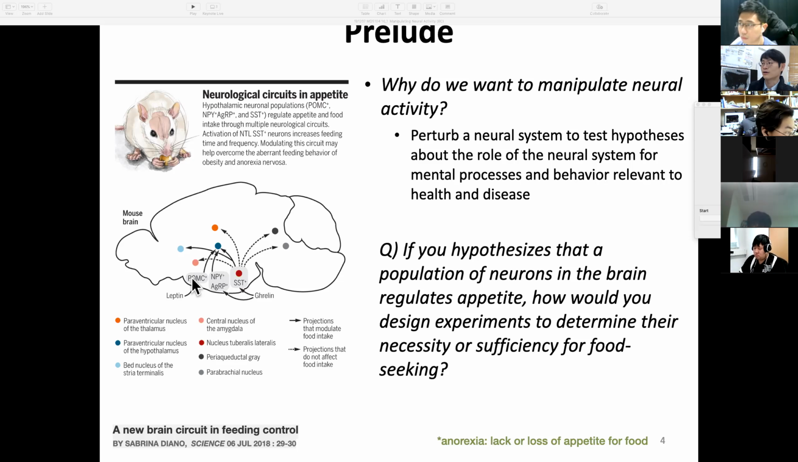So this is an example of why manipulating neural activity is so important to find out a causal relationship, especially in this complicated neural system. You want to correlate the distribution of a neuron population with behavior, but you also want to find out the causal relation. This is very important to be able to manipulate neural activity. This example is a new brain circuit in feeding control, which came out two years ago in Science.